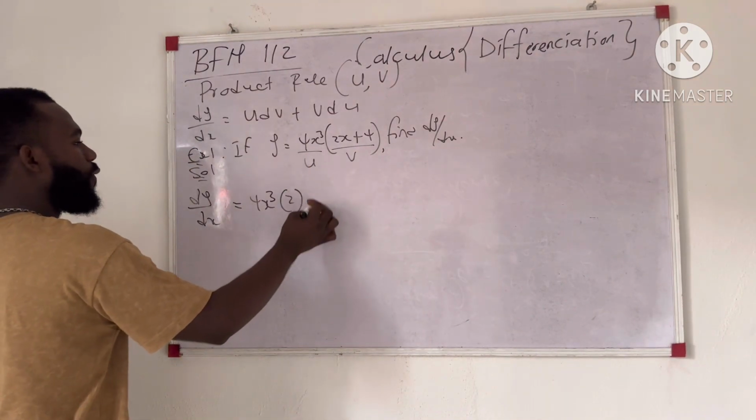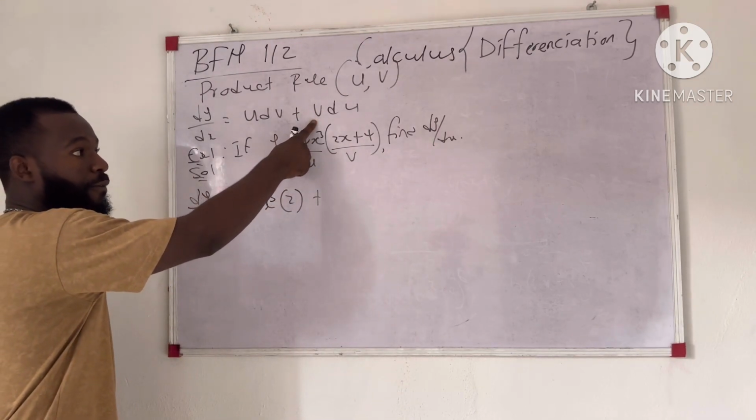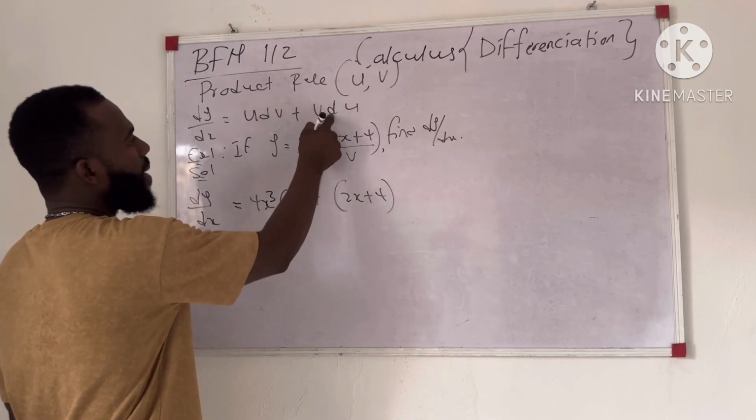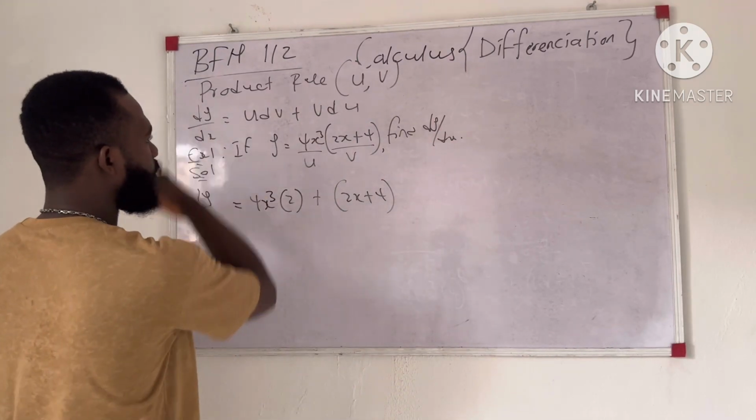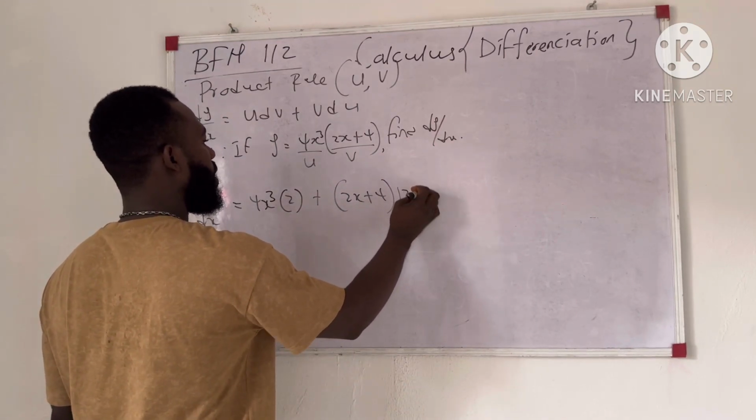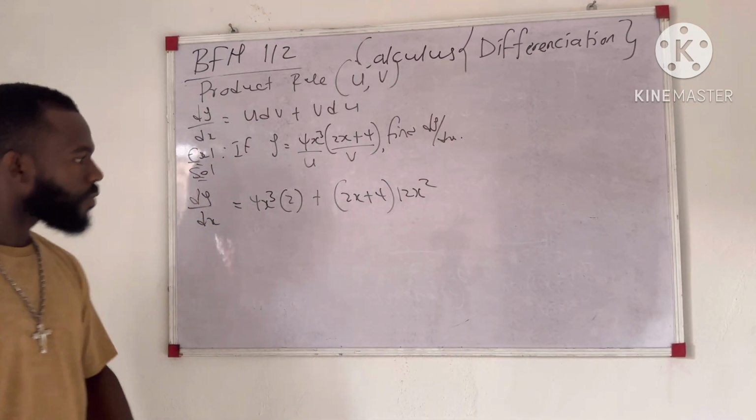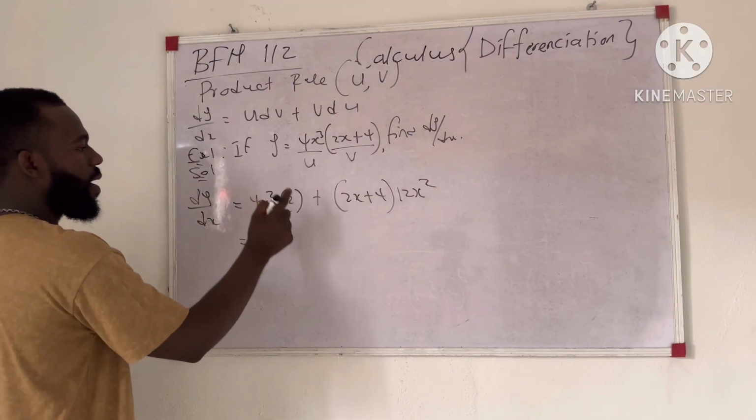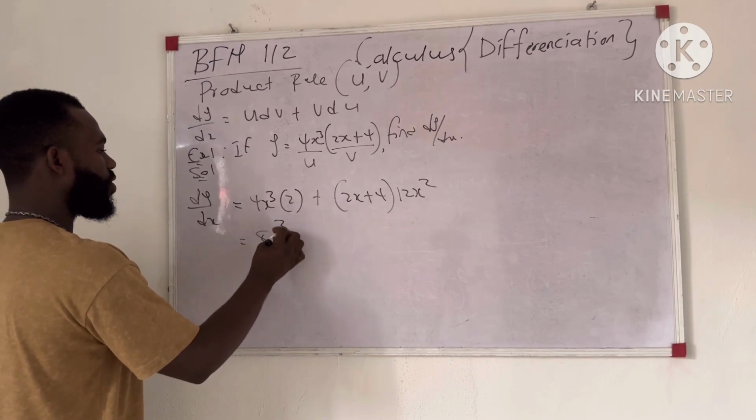Now, plus, you have to follow the formula. What am I holding now? v. And what's v now? 2x plus 4. But what am I differentiating now? u. What's my u? 4x raised to the power 3. If we differentiate 4x raised to the power 3, we're going to get 12x raised to the power 2. So now that we have done that, what do we do? Let's open the bracket. 4x raised to the power 3 times 2 gives us 8x raised to the power 3.